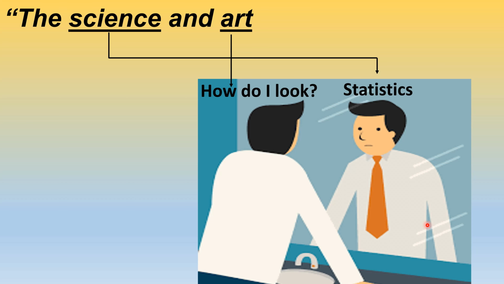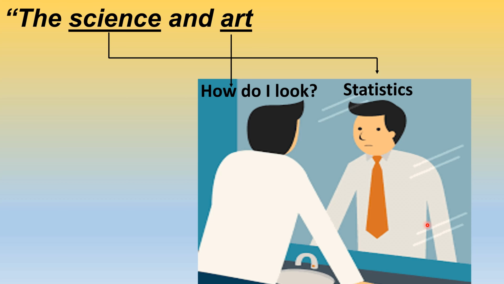So your judgment of how you look is the artistic aspect, and it's often subjective. Nobody looks at the mirror and says, well, my tie is about 8 inches long, my eyes are about half an inch in diameter. Nobody does that. What you do when you look in the mirror is describe what you see in a collective fashion, and that is the artistic aspect of statistics. So once again, there is a science and there is an art.